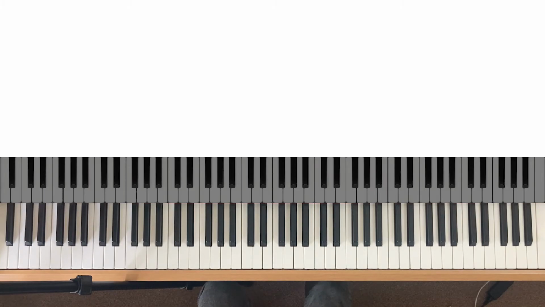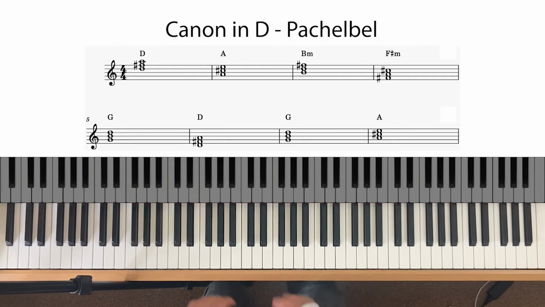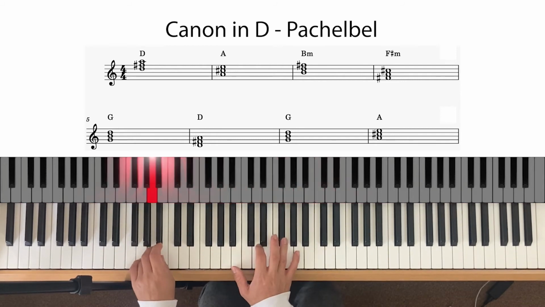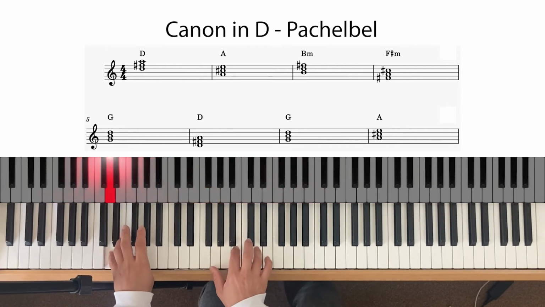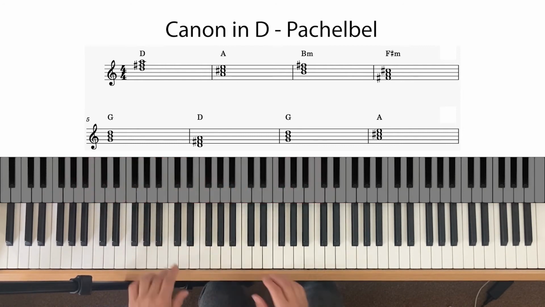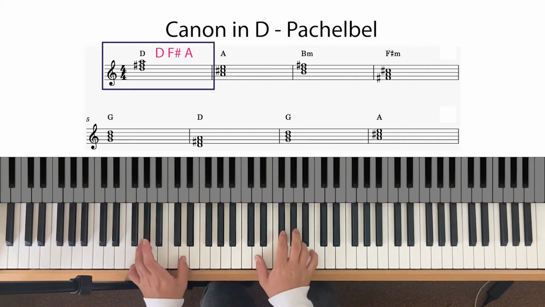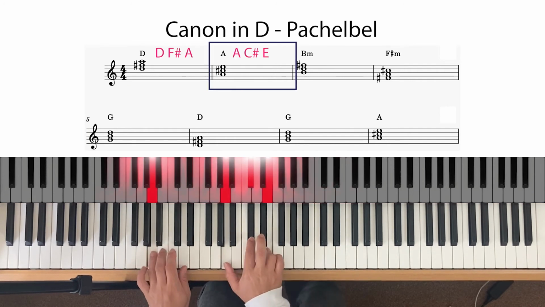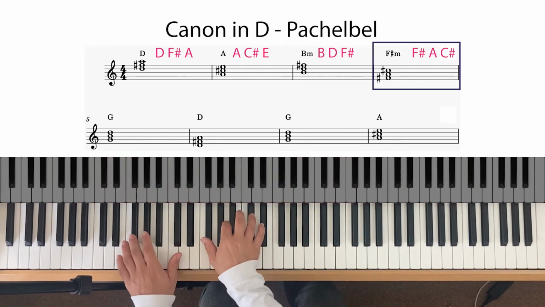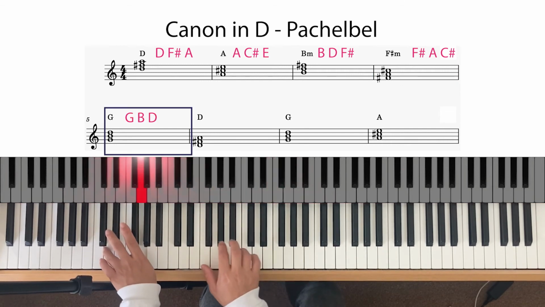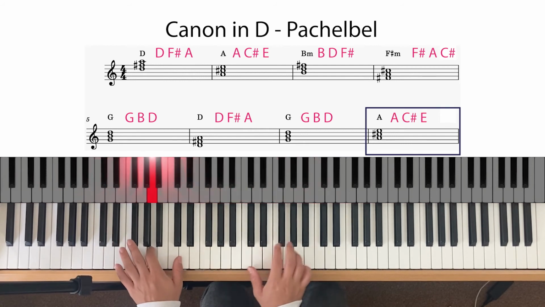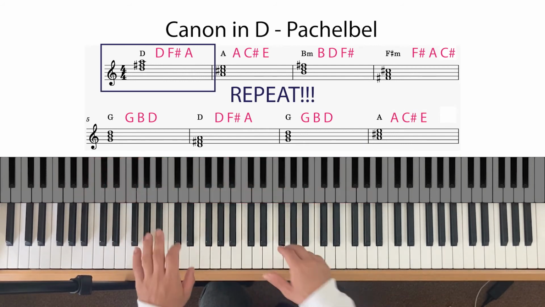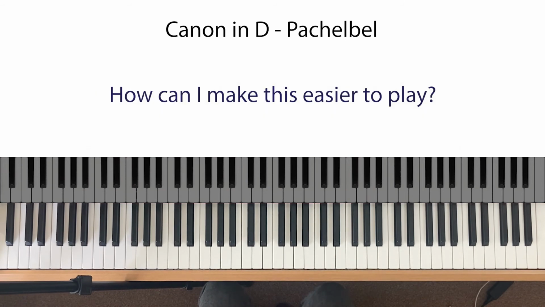Let's take a longer chord sequence, say from Pachelbel's Canon. So in this chord sequence, I actually have 8 chords, starting from D major to A major, B minor, F sharp minor, G major, D major, G major, and A major, to return back to D major, and repeat.